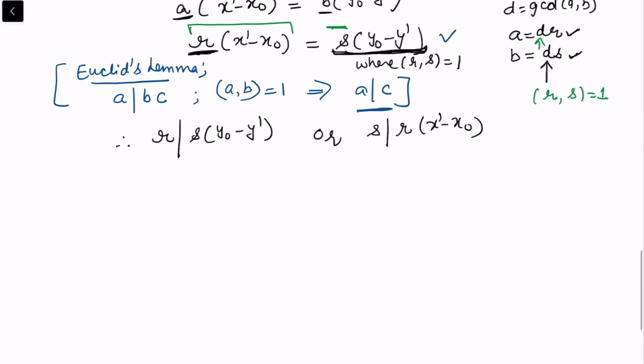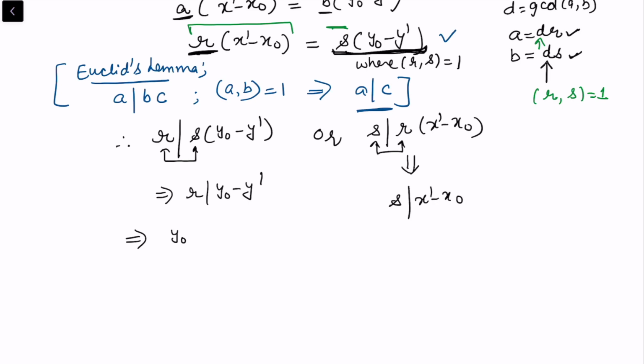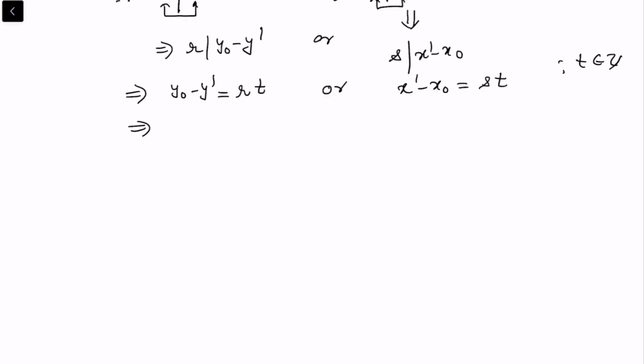So in any way we can progress, and we know that GCD of r and s is equal to 1. So this implies r must divide y naught minus y dash, and because the GCD of s and r is equal to 1, that means s must divide x dash minus x naught. From here we can say that y naught minus y dash is equal to r times some t, and also x dash minus x naught is s times t, where t belongs to integer. So y dash is equal to y naught minus rt, or x dash is equal to x naught plus s times t.